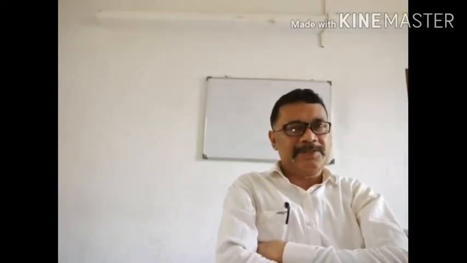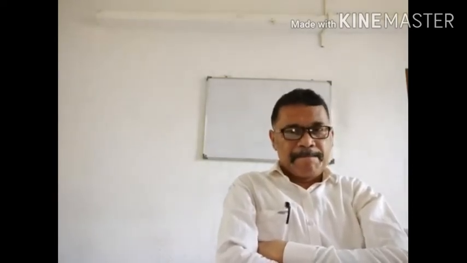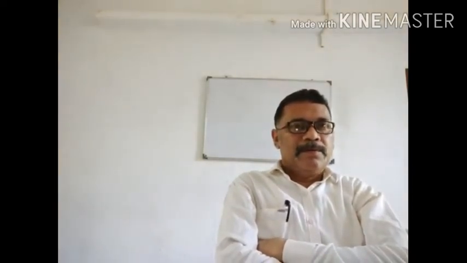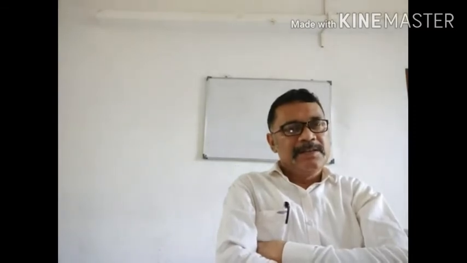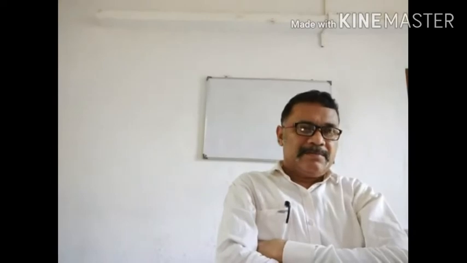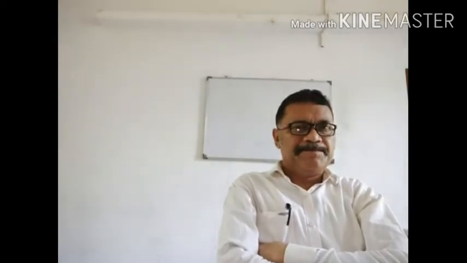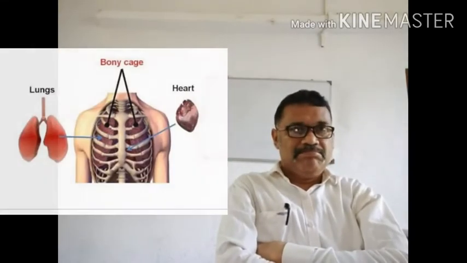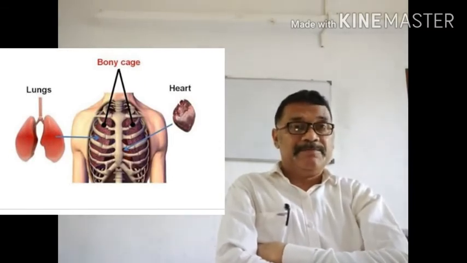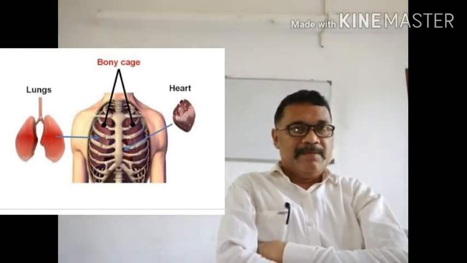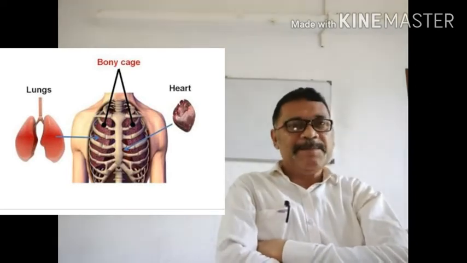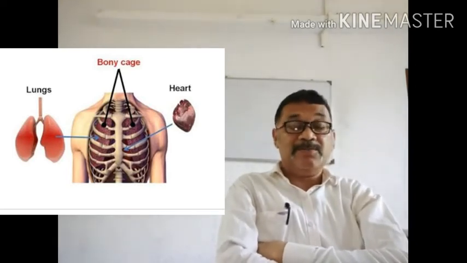Okay, after that, lungs. Heart and lungs, these 2 organs especially are very delicate organs. And they need special security, like the security of ministers. So they are specially protected within the rib cage.